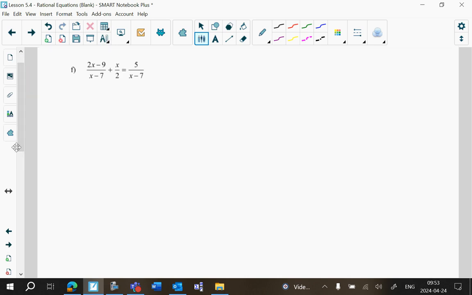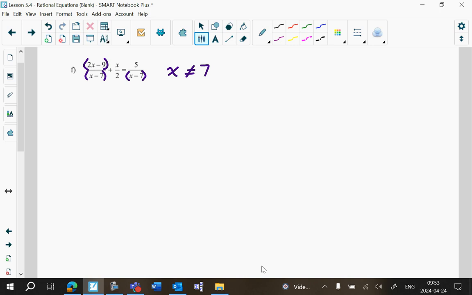This one. First thing, any factoring? No, nothing to factor. But keep in mind, whenever we have more than one term in a numerator or denominator, remind yourself that they have to stay together in parentheses. So we can go straight to the non-permissible values or the restrictions. x cannot be 7.